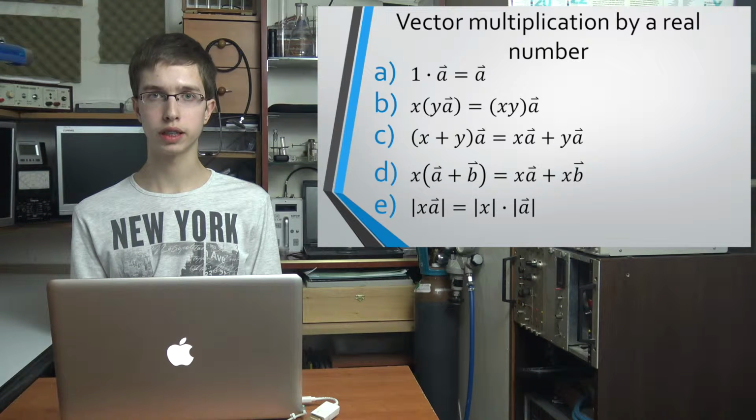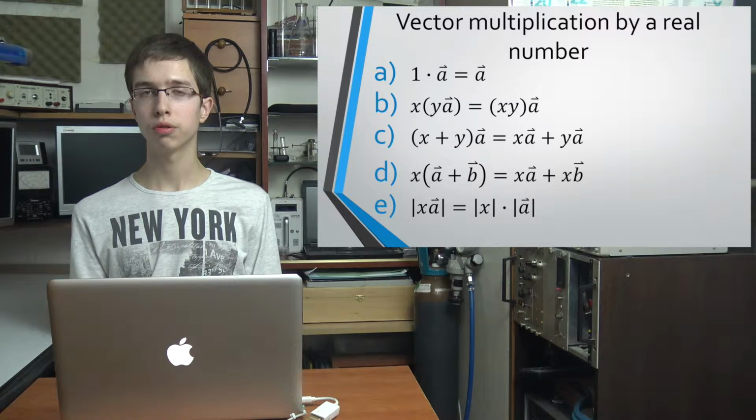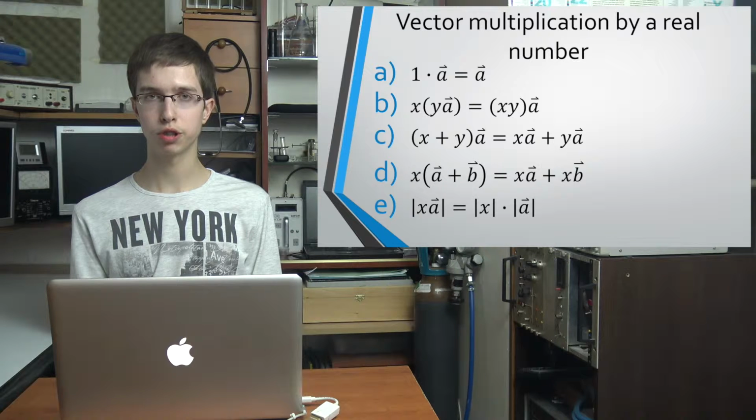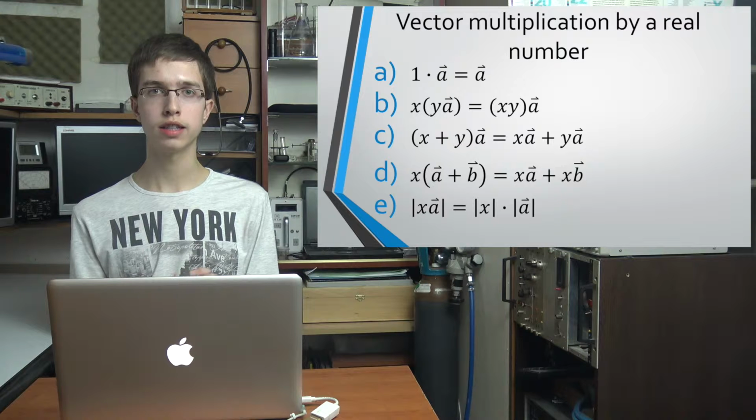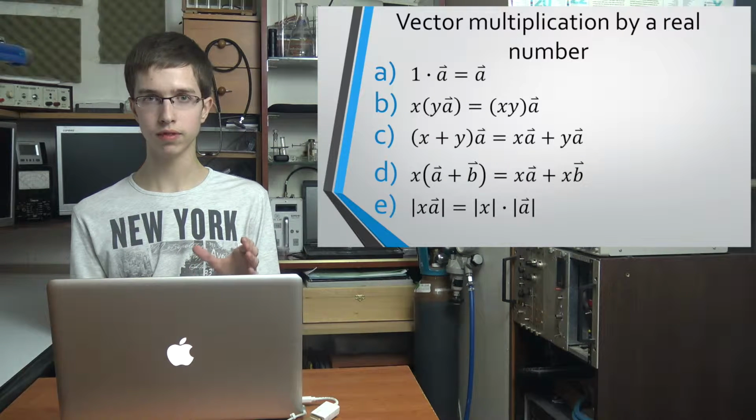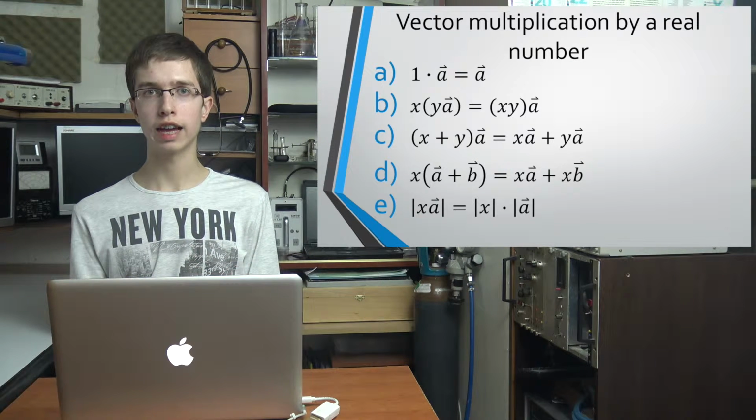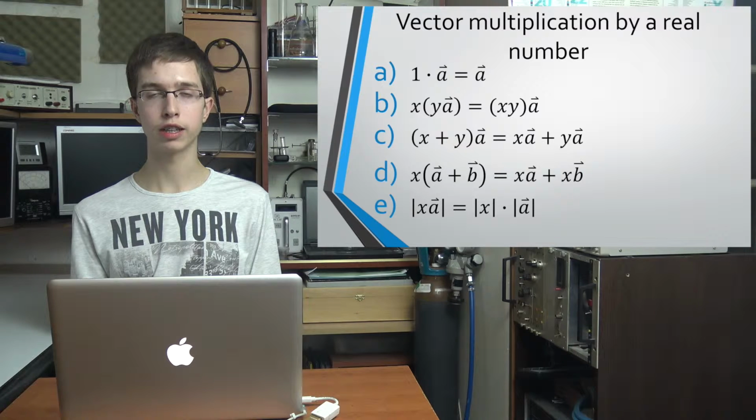The next three properties tell us about the characteristics of this kind of multiplication, similar to the normal multiplication distribution property. And the last property says that if we multiply the absolute value of a real number x times the length of a vector, it's the same as the absolute value of x times the length of vector a.